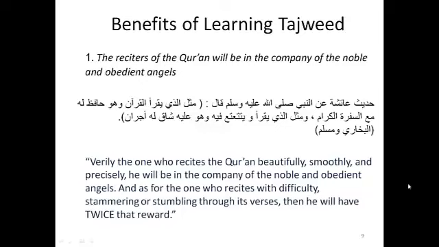So there are many benefits of learning Tajweed that we found in a hadith. The first is, the reciters of the Quran will be in the company of the noble and obedient angels.